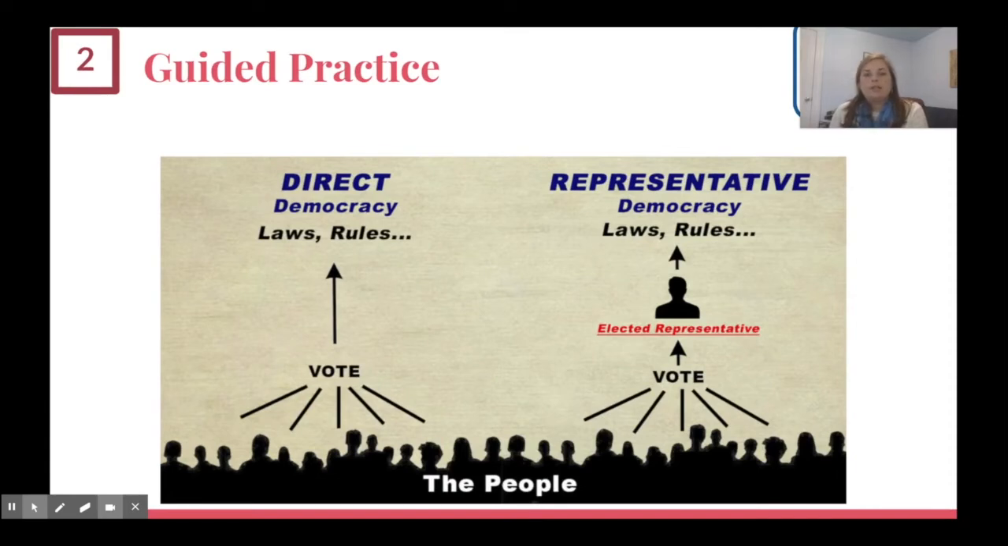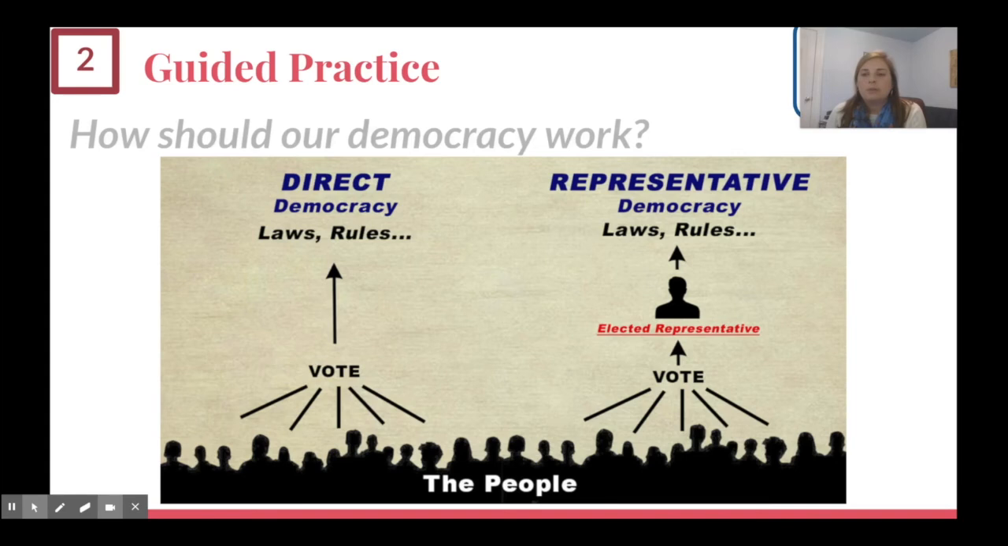Before we get into your mission, I just want to give you one more thing to think about, and that's your political ideology or your beliefs on how democracy should work. So in part 1 of this lesson, you discussed with Ms.